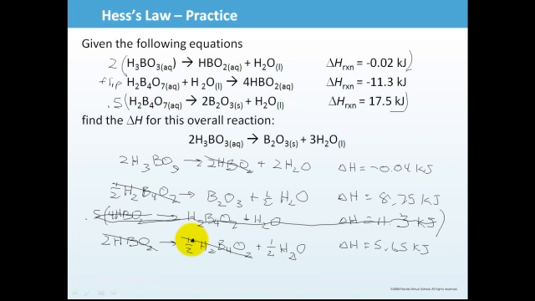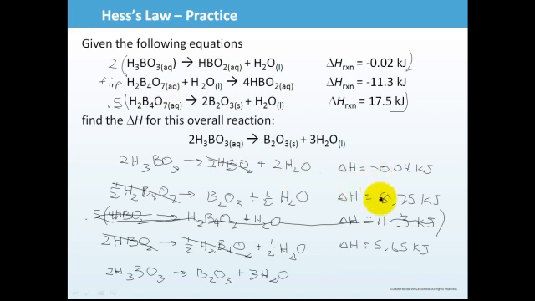Alright. Now, with what's left, if we combine all of those into a final reaction, we have 2 H3BO3 on the left side of the arrow. On the right side of the arrow, we have B2O3, and we have all this water that we can add together. So we've got 2 waters here, plus a half here, so that's 2.5, plus another half, gives us 3 waters total. Alright, so when we compare that to the equation we needed, you can see we have the equation we need.